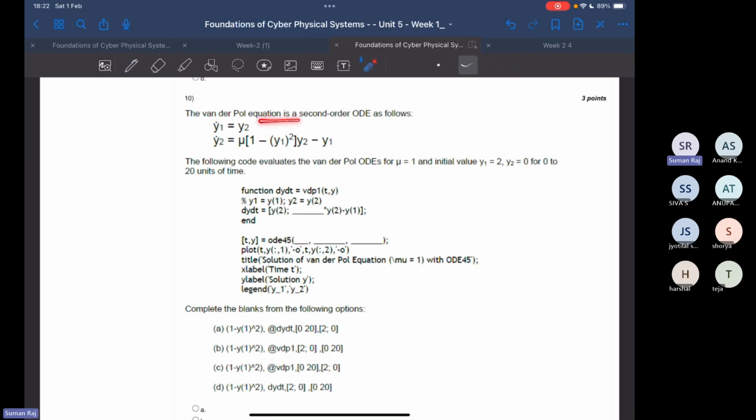So this says this particular equation is a second order ODE. So y1 dot is equal to y2 and y2 dot is equal to all this. Fine. So the following code evaluates this equation for mu equal to 1 and initial values of this for 0 to 20 units of time. The function defined is dy by dt is equal to vdp. This vdp is just Van der Pol. That's just the name of that function.